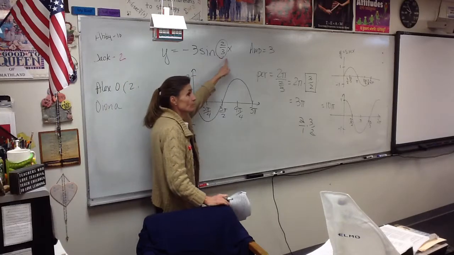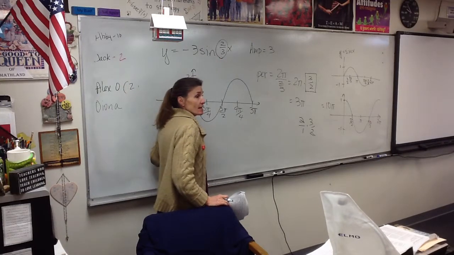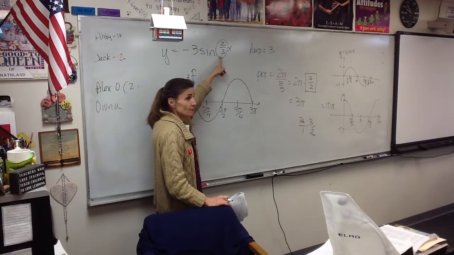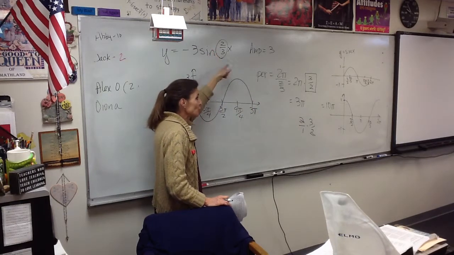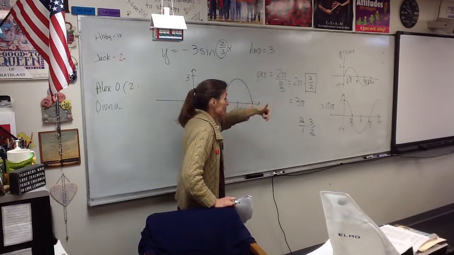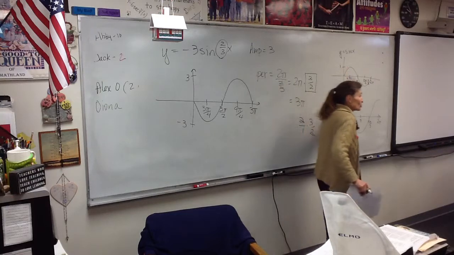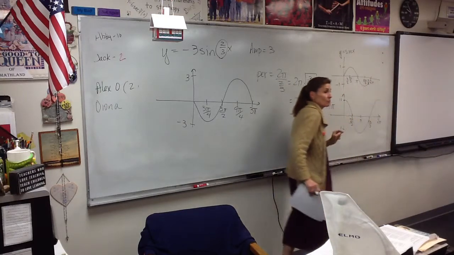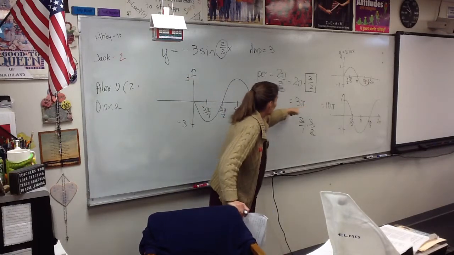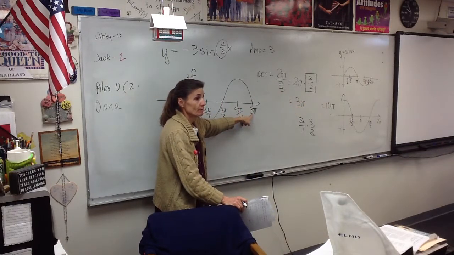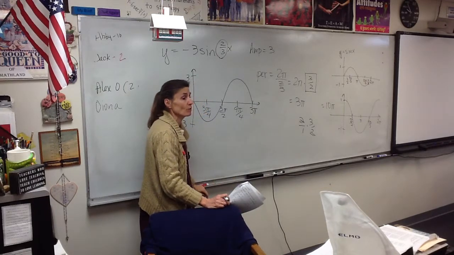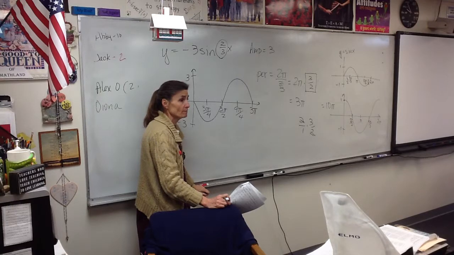This number divides the horizontal. Since it's a fraction, dividing by 2/3 is the same as multiplying by 3/2. So every horizontal label got times by 3/2. The period is 3 pi, the last one. Period's always the last. Period's distance from beginning to end.